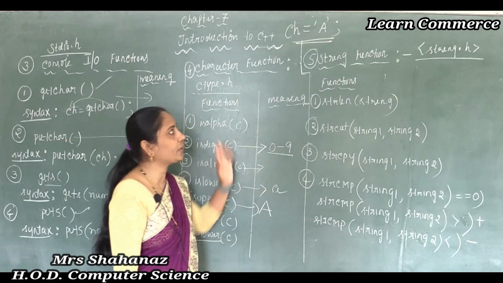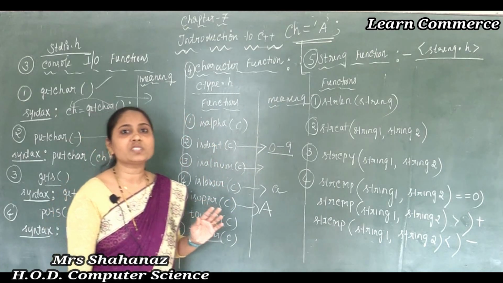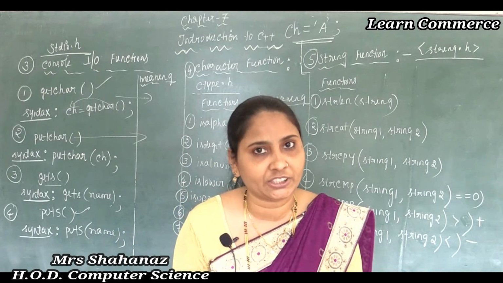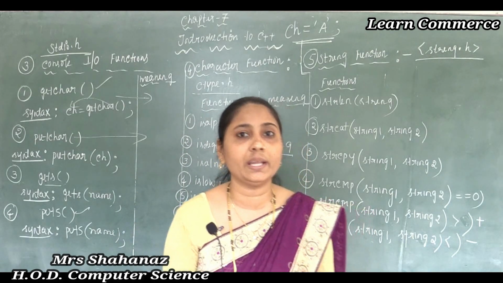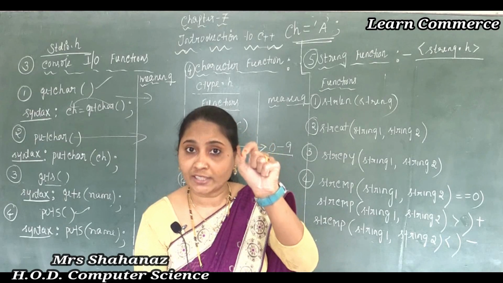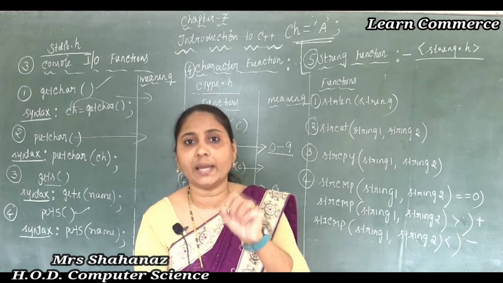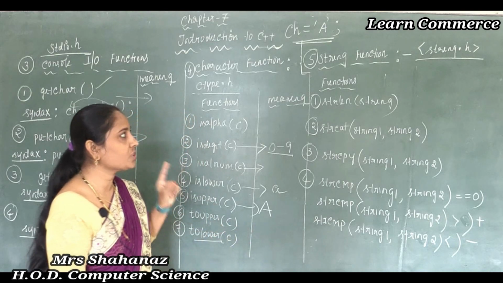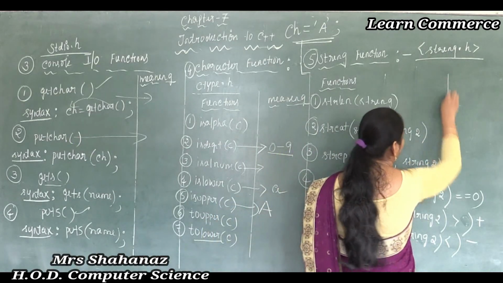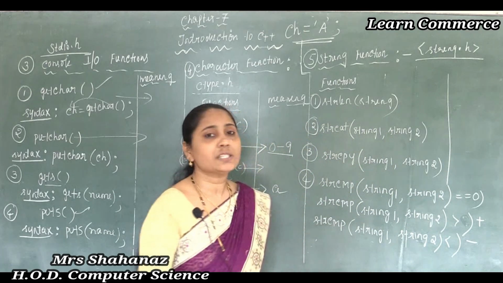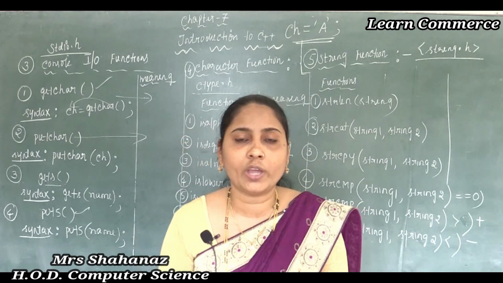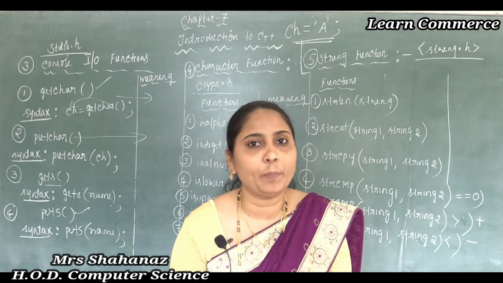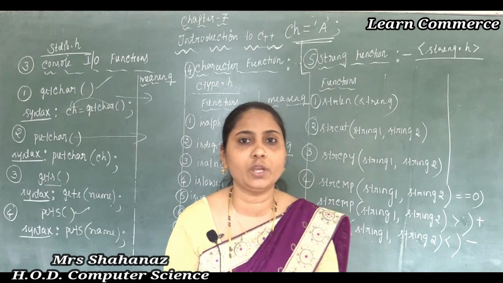Now, if you are using the string function, what is the header file we need to use? The header file name is string.h. Clear this part here? How do you write it? #include, opening angle bracket, string.h, closing angle bracket here. So the first function of the string functions is called strlen, string length. Okay, how am I writing it? strlen, opening parenthesis, string, closing parenthesis.